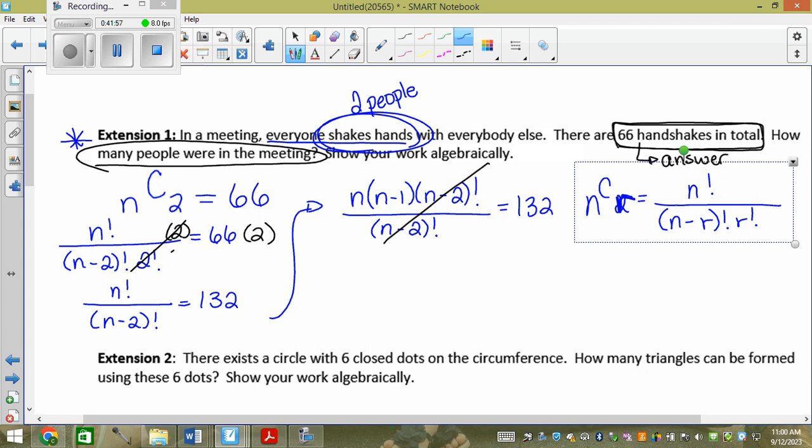Okay, so n squared minus n, and then I subtract the 132 over, equals 0. And I say what times what equals negative 132, what plus what equals negative 1.